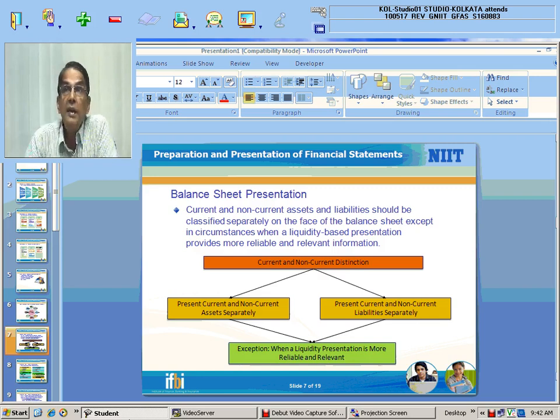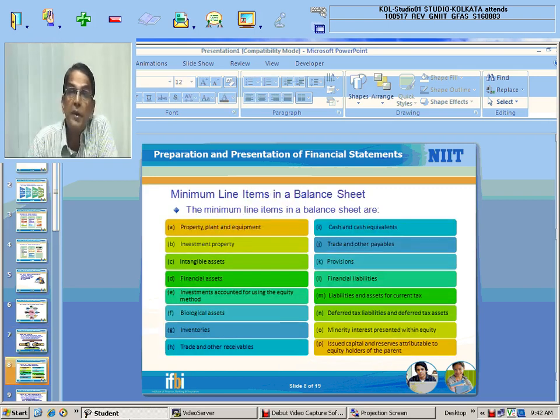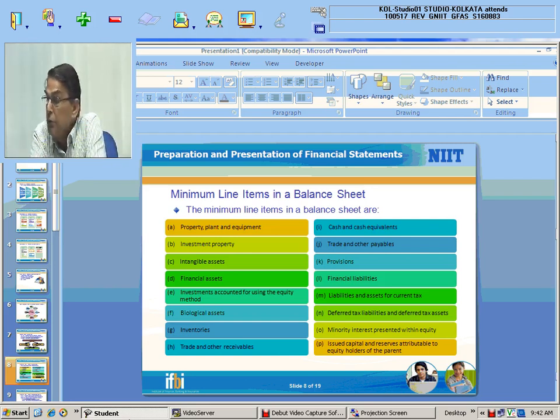The minimum line items in a balance sheet: we are talking about the presentation and structure of the balance sheet as per IAS 1. IAS 1 provides the requirements of minimum line items that should be included in the balance sheet. Most or all of these line items we have already covered during this course, or we are going to cover. But there are certain items that could be out of the purview of this course.